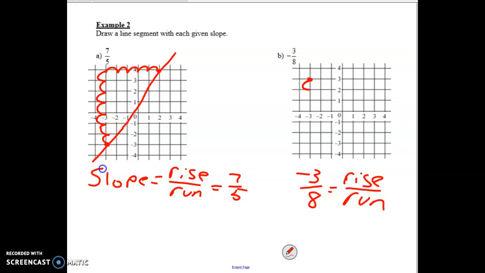I'm going to go down 3, 1, 2, 3, and over 8 to the right. 1, 2, 3, 4, 5, 6, 7, 8. A little bit off the graph, but that'll be right there. And then we can connect our points, use a ruler, draw a nice straight line, and there we go. We've graphed our line with the slope of minus 3 over 8. And if you notice again, it had a negative slope, so it's going down to the right. And our first one had a positive slope, and that's going up, up, and up to the right.